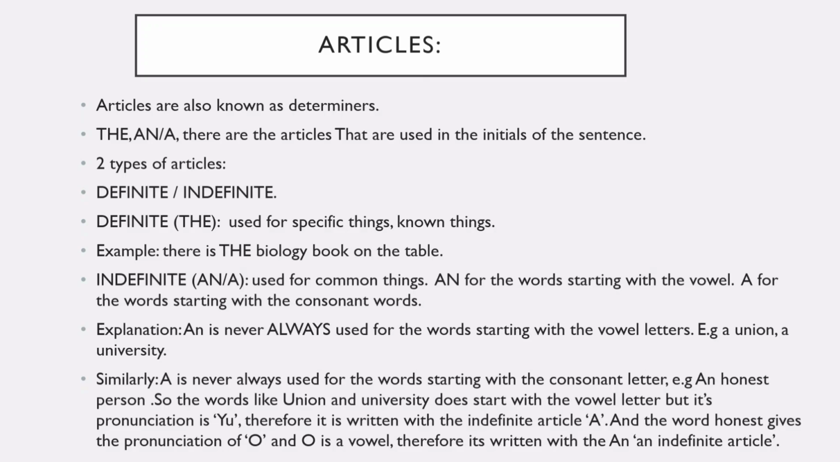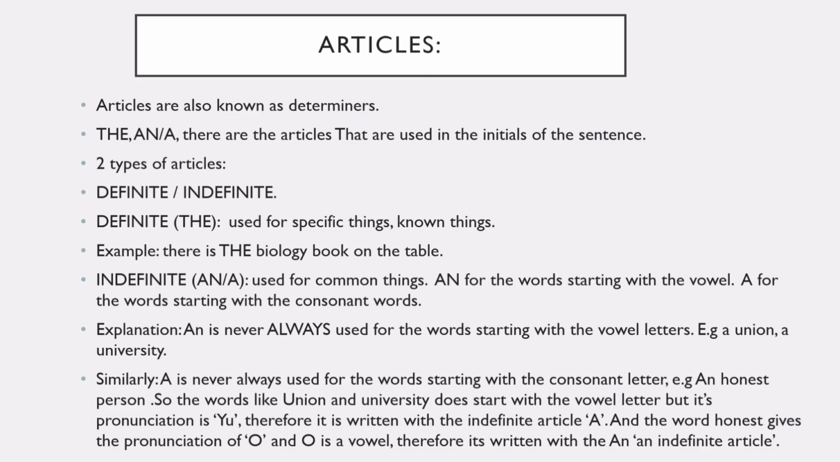The indefinite articles an or a are used for common things, and an is used for words starting with a vowel, and a is used for words starting with a consonant. Now, as per the definition, an is not always used with words starting with a vowel letter, because union is a vowel, but we use a, the indefinite article a, with union or a university. The reason is that when we speak union or university, the sound of Y is uttered at the start of university or union, which is not included in the vowel sounds. So with union, Y-O-U, union, we add a, and with university we add a as well.